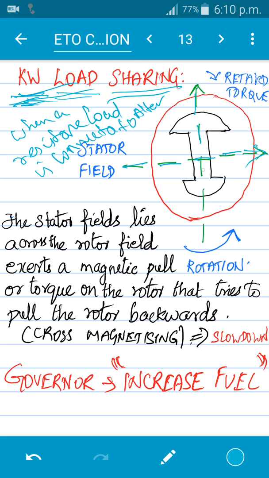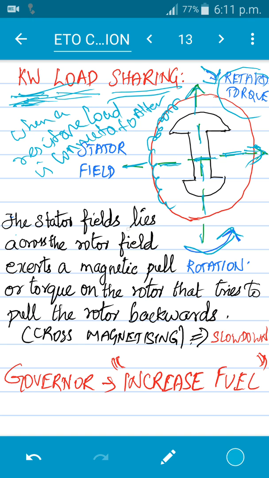Here is the rotor field. First, what is happening? The rotor is rotating at synchronous speed. The rotation is in this direction. But because of the armature flux, when the resistive load is connected, the stator field will be in this direction. So it is opposing, and it will produce a retarding torque in this direction. So definitely what is happening? Distortion.